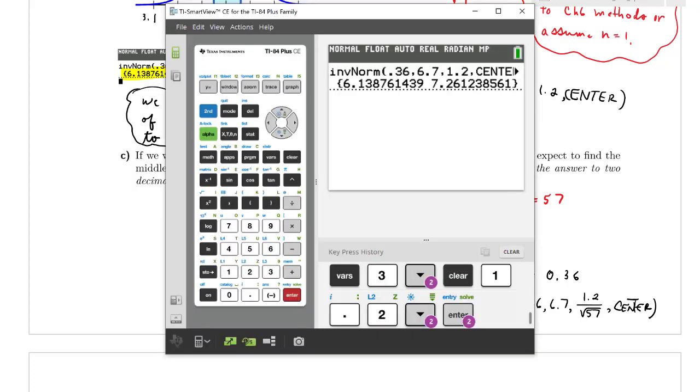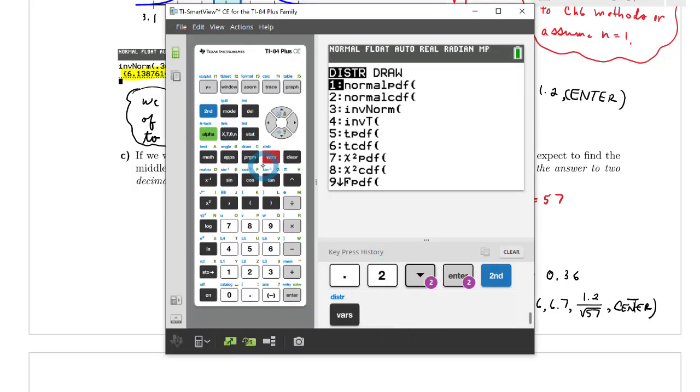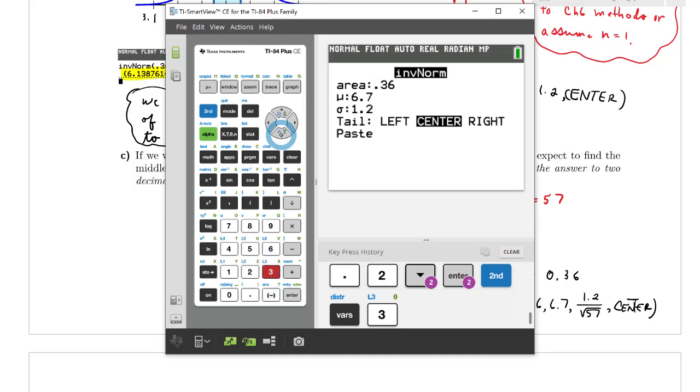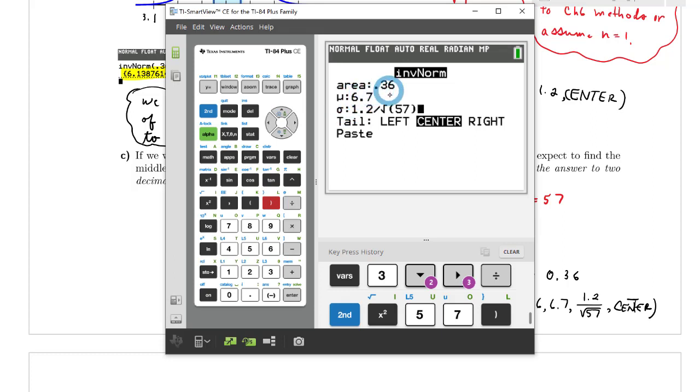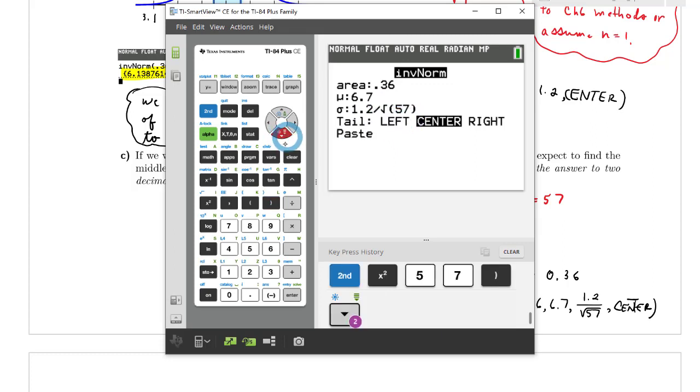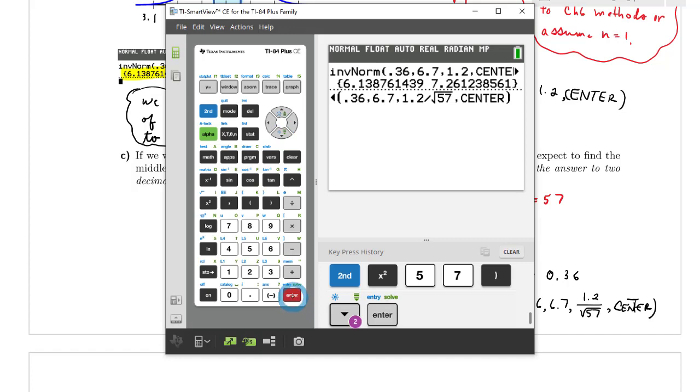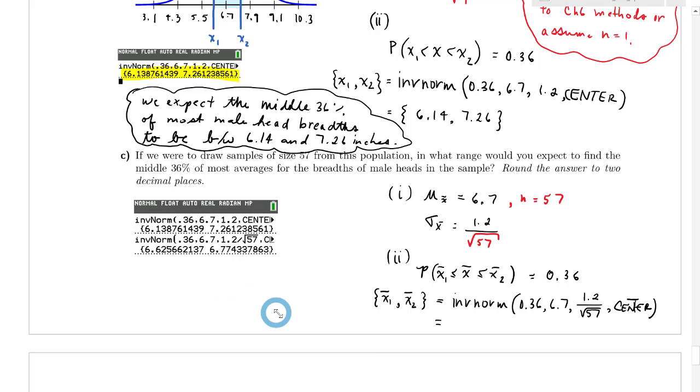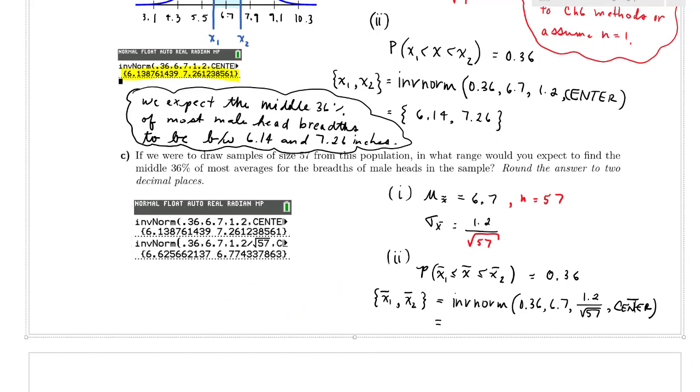And when we do that, we'll go back to second distribution, invnorm, and then just change. I would just come over here to the right and hit divided by, and then the square root of 57. Now remember that as the sample size increases, the standard deviation gets smaller, so that's why we're dividing by the square root of the sample size. It's still center, hit paste. Let's see how this makes a difference. So let me drag this over and make it a little larger so we can see the difference between the two.